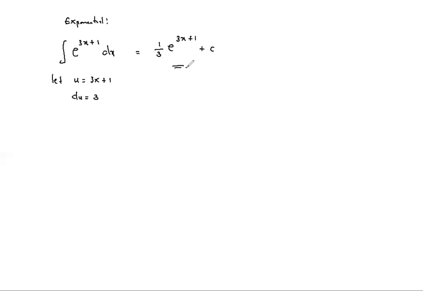Alternatively, I want to integrate. Anyway, this was substitution. But if I have du over u, then my answer will be ln u plus c. What do I mean by that? For example, I'm integrating 1 over x plus 2 dx. Since the derivative of x plus 2 is 1, the answer is going to be ln of x plus 2, plus c.